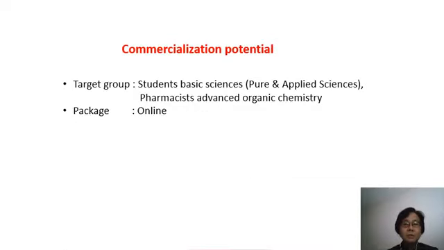We see the potential in commercializing this online learning. Since it is online, it is easily accessible to most people in the world. So our target group are students from the basic sciences, for example the pure and applied sciences, or pharmacists, and also pharmacists who want to advance themselves in stereostructure chemistry.